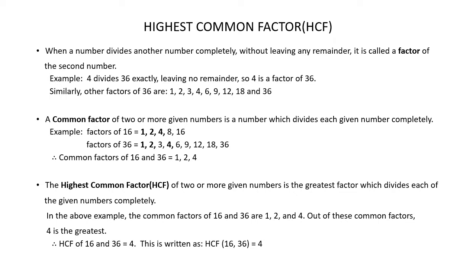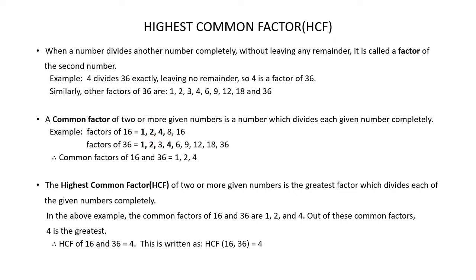Now let's understand the meaning of common factor. A common factor of two or more given numbers is a number which divides each given number completely. This means that a common factor of two or more numbers divides each number completely. Let's understand this with an example. Now factors of 16 are 1, 2, 4, 8 and 16. These numbers divide 16 completely without leaving any remainder. So these are the factors of 16.